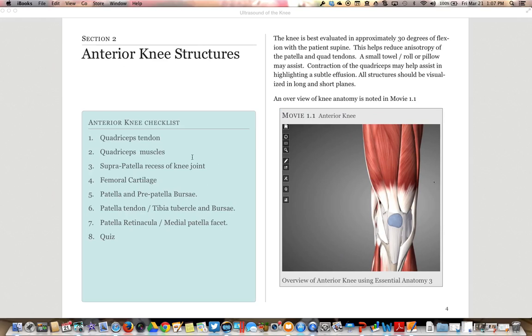Our checklist includes the quadriceps tendon, quadriceps muscle, suprapatellar recess of the knee joint, the femoral cartilage, the patella and prepatellar bursa, the patella tendon at both origin and insertion, and the patella retinaculum. Lastly, we'll finish with a simple quiz. The knee is best evaluated in approximately 30 degrees of knee flexion with the patient supine. This will help reduce anisotropy of the patella and quad tendons. It's best to put a small towel roll. Before we get into structures of the knee with sonography, we'd like to review the basic knee anatomy.